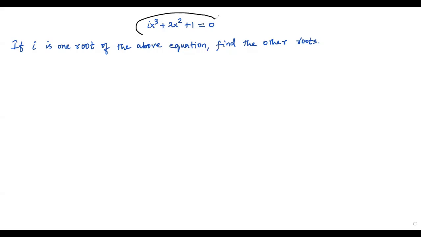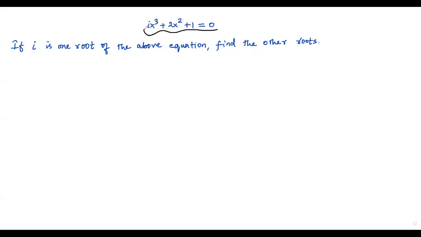Actually, here we have a cubic equation, that is, an equation of degree 3. So the largest exponent of the variable x in the equation is 3. This equation usually will have 3 roots, and one of the roots is given, that is i, and we have to find the other roots. Already we know that i is an imaginary number, and the value of i squared is -1.